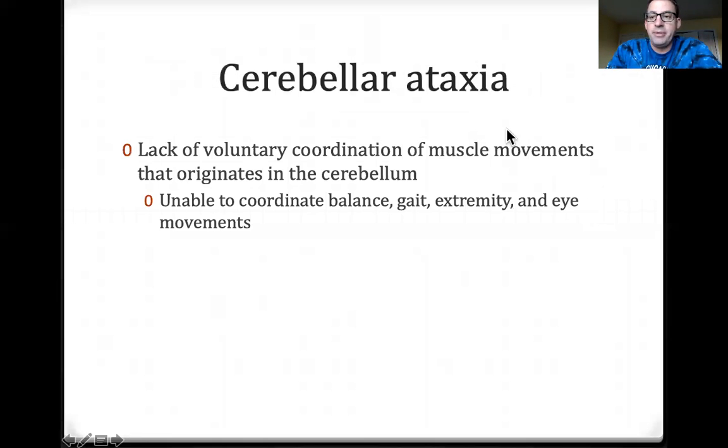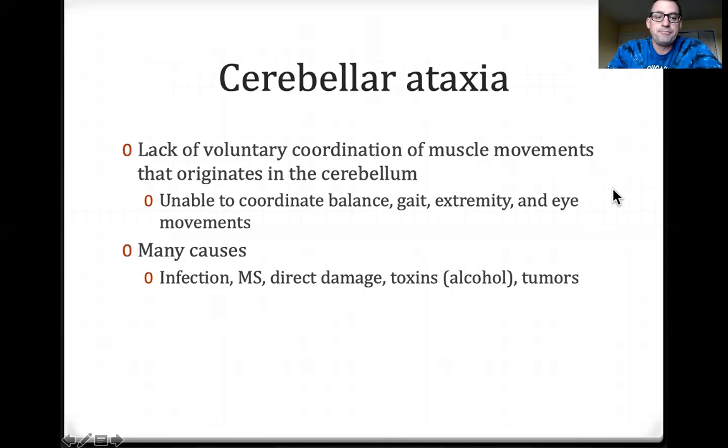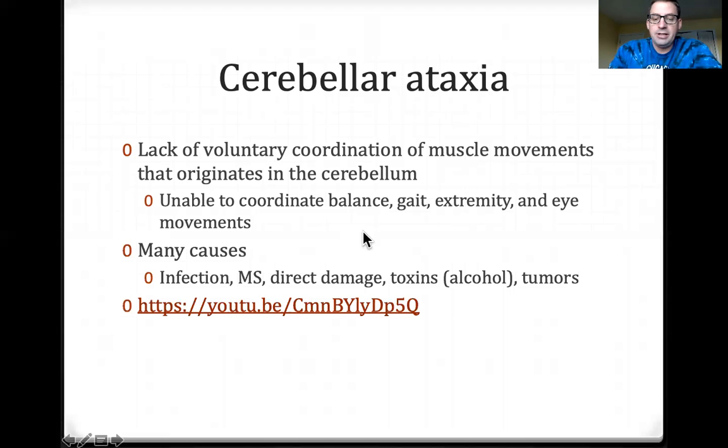And what could damage the cerebellum? Again, it could be a blow to the head, it could be a stroke, it could be a tumor, it could be an infection. Alcohol can damage the cerebellum. MS, multiple sclerosis, can damage it. And so what we'll do in class is we will watch the video on cerebellar ataxia to demonstrate what I mean by how the cerebellum coordinates our balance and our gait and our movements of our extremities.